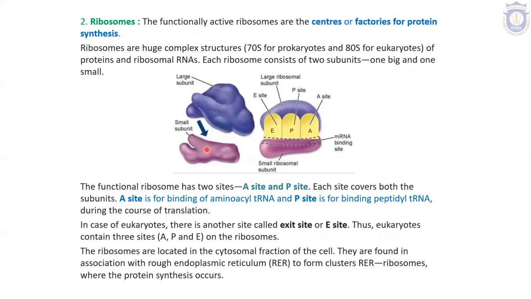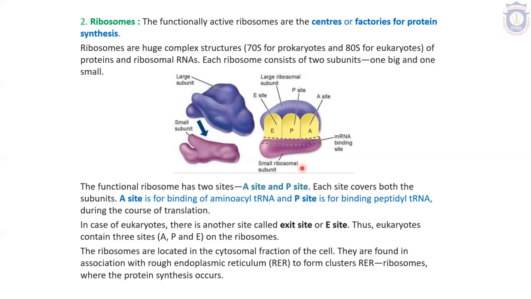The functional ribosome has two sites, A and P site. This is the A site and this is the P site. Each site covers both subunits. A site is for binding of amino acid tRNA, and P site is for binding peptidyl tRNA during the course of translation. In case of eukaryotes, there is yet another site called exit site or E site. Thus, eukaryotes contain three sites, A, P, and E on the ribosomes.